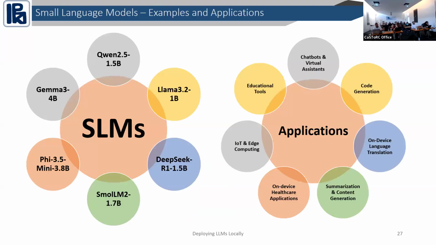And you can see some examples. So you have Gemma 3, 4 billion. This is a small model from the Gemma family. You have Qwen, you have Llama 3.2 1 billion parameters. This is a smaller version of Llama. You have DeepSeek and so on. And then the applications are pretty much the same as the ones that you use the large language models for.